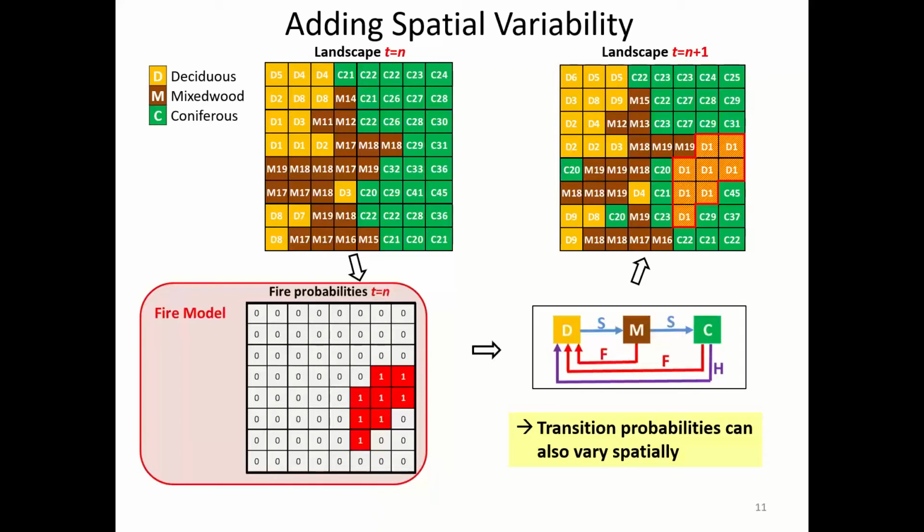But if you have some model for how you think the probabilities vary spatially as well as temporally, you can bring that into the model, and you can use that to influence those probabilities over space and time. And the result is you can end up with spatial patterns on your landscape as well.